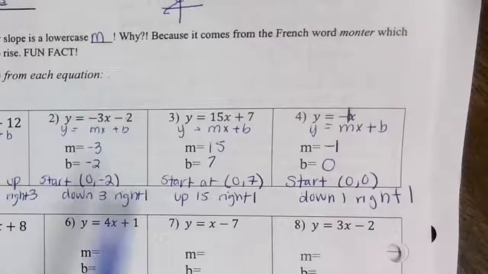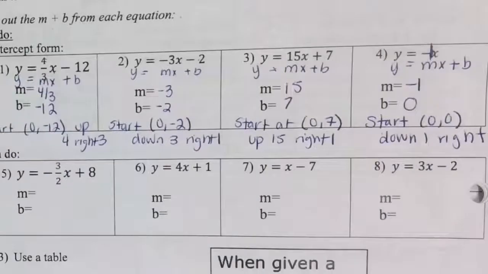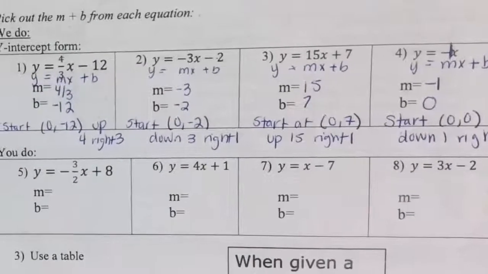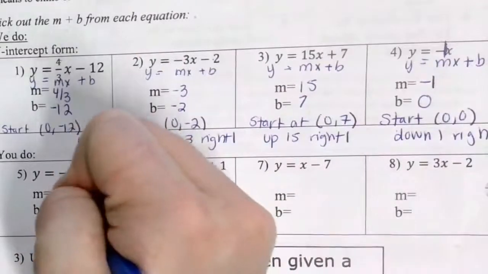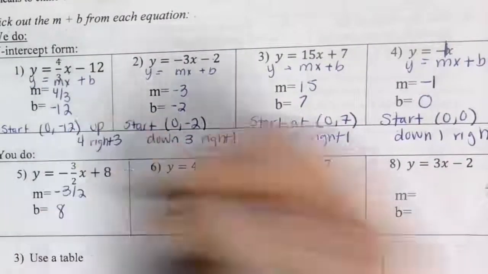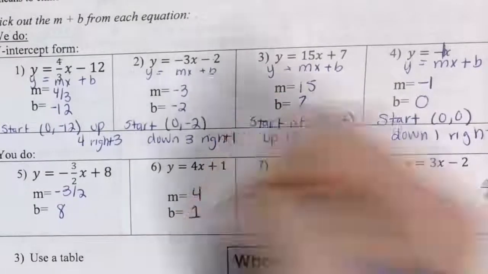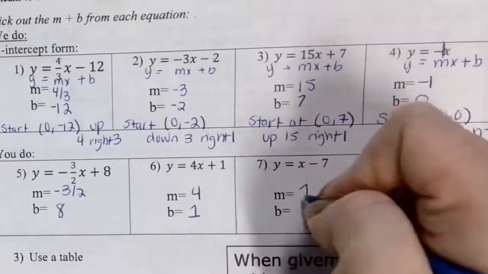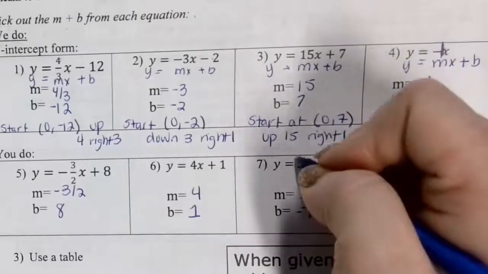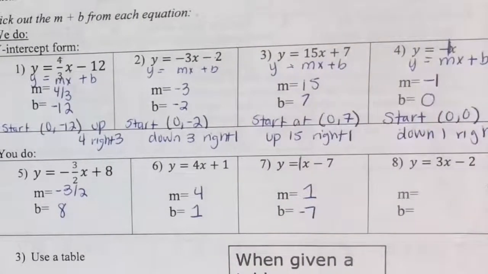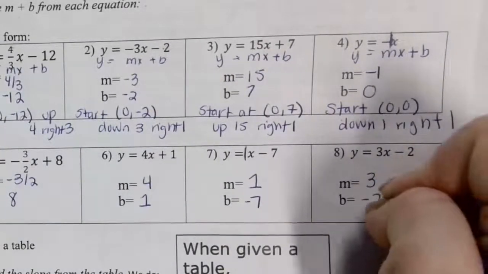Okay, go ahead and pause the video and do these 4 problems. When you're ready, resume it, and I'm going to walk through them. Okay, here my slope is -3/2. My y-intercept's 8. Here my slope is 4. My y-intercept's 1. Here my slope is 1. My y-intercept's -7. And that again is because even though I don't see a number here, the 1 is implied. And then here my slope is 3 and my y-intercept is -2.